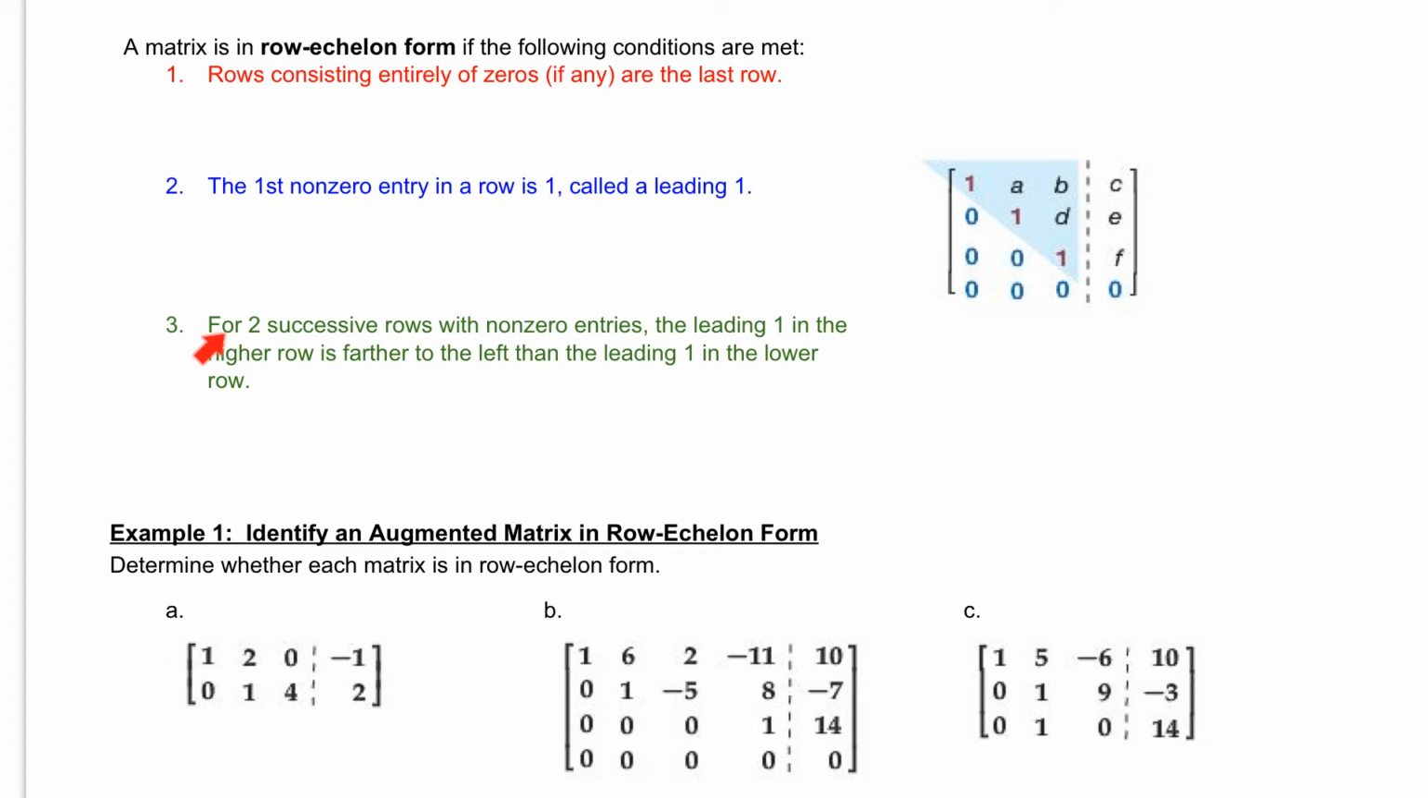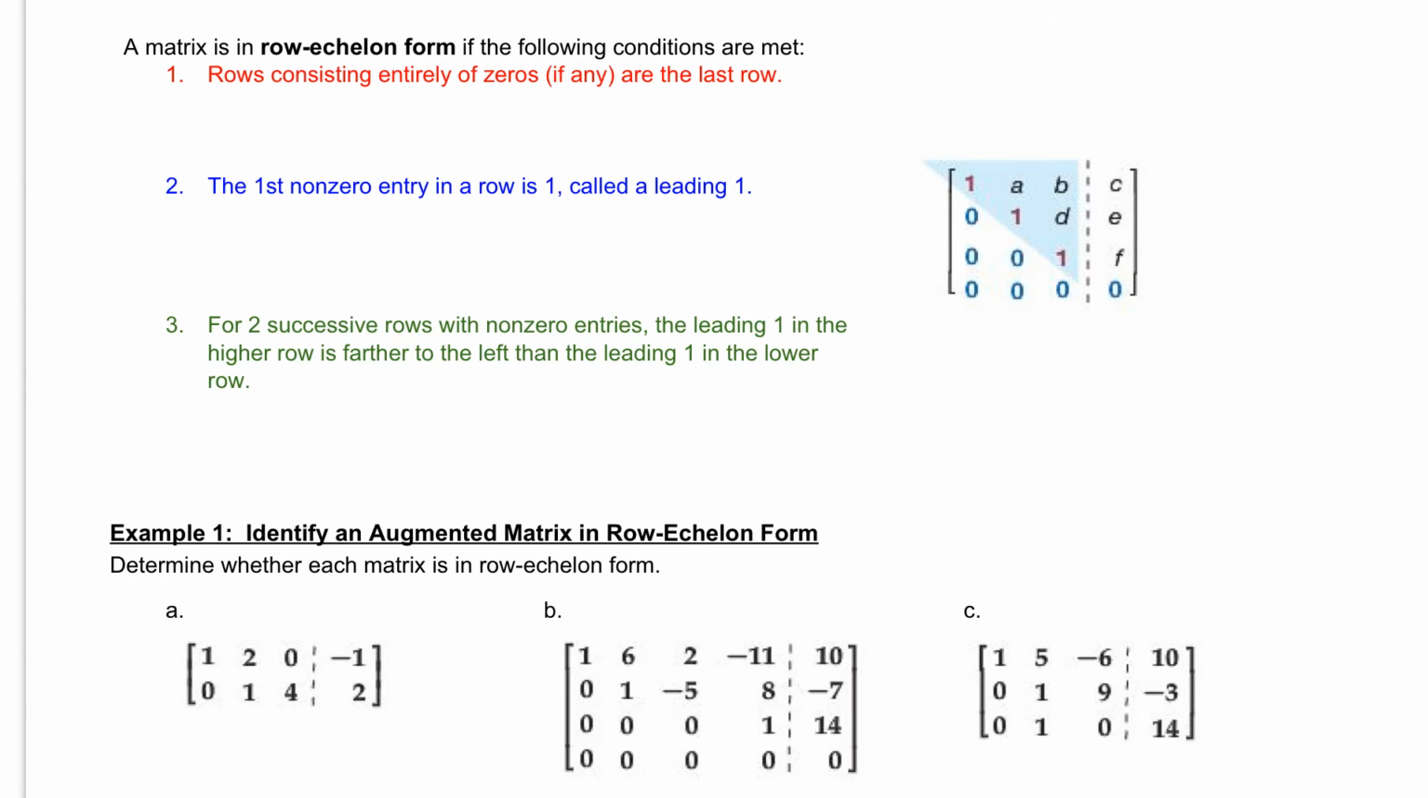The third thing, for 2 successive rows with non-zero entries, the leading one in the higher row is farther to the left than the leading one in the lower row. So if we take a look over here, in our third row, we have 2 zeros and then a 1. As we go to the one above it, notice that this 1 is just to the left of the one below it, and this 1 is just to the left of the one below it. So it makes kind of that diagonal line as they move up.